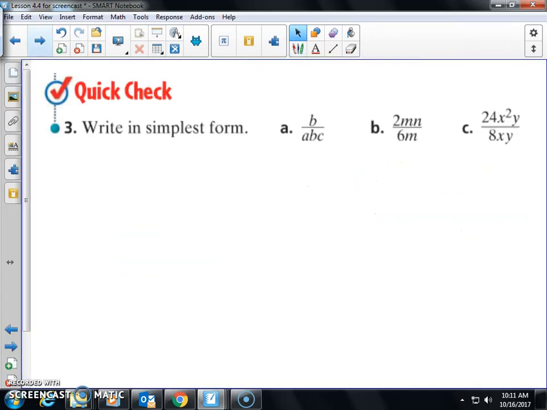So your job is to try simplifying these three. Take your time. Remember, if there's different numbers and letters, break it into pieces. Pause the video, try all three of them. We'll come back and talk in a minute or two.